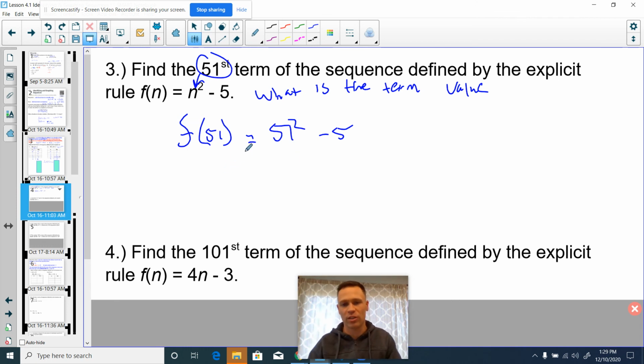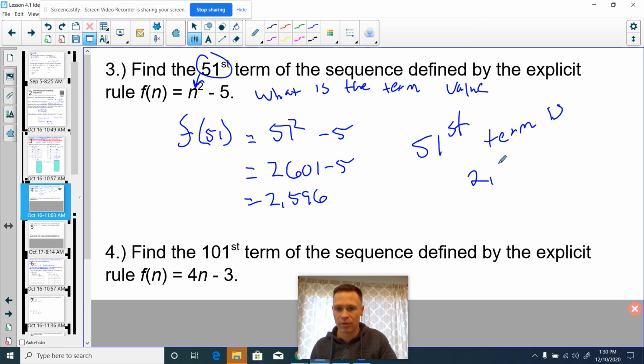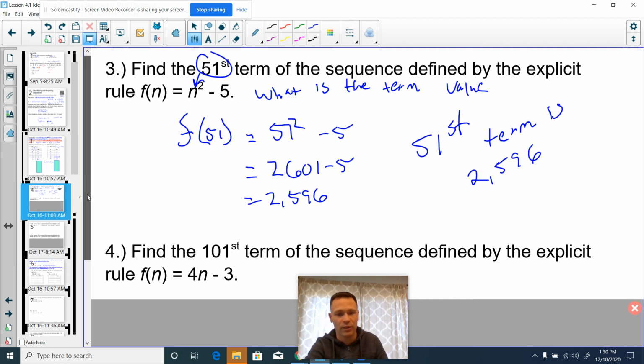Now I don't know what 51 squared is off the top of my head, so I'm going to grab my handy dandy calculator. 51 times 51 is 2,601. And if I subtract 5, I get 2,596. So the 51st term is 2,596. There are 50 terms that come before it, but the 51st is 2,596.